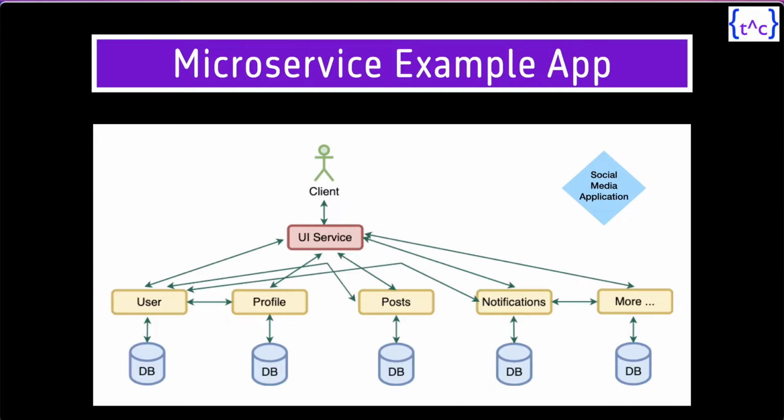This is an example of a fictitious social media application in which we can see different services demonstrated. There is a user service, a profile service, a post service and a notification service. Each service has its own DB and there is a separate UI service which interacts with the end user or client. This UI service is talking to user, profile, post, notification and many other features which might be implemented as services. Each service can interact with each other depending on the need. So this is the example application we discussed.